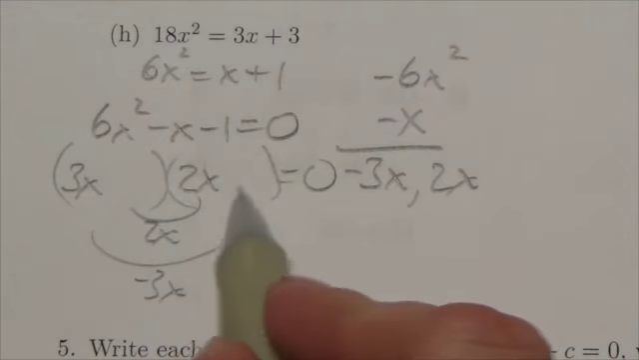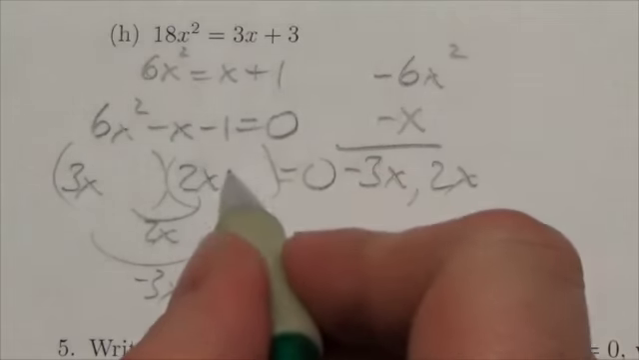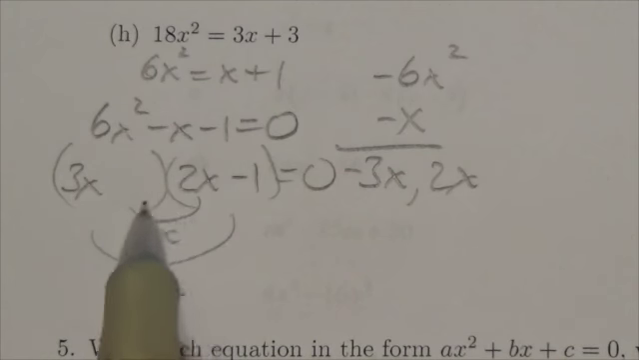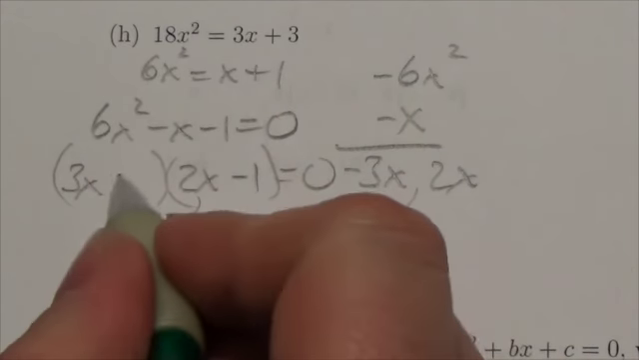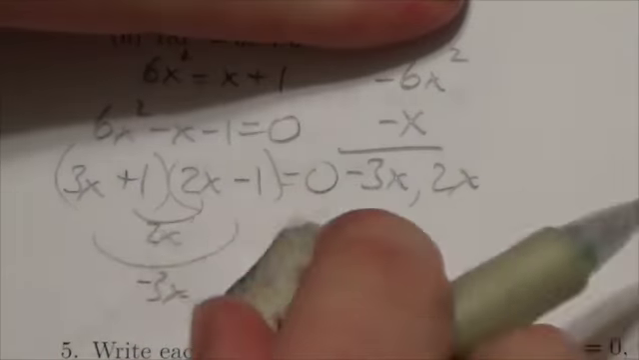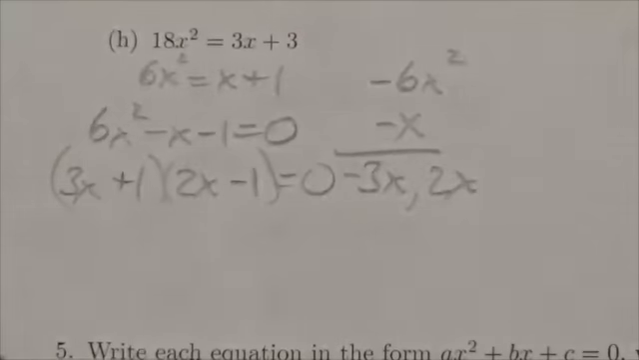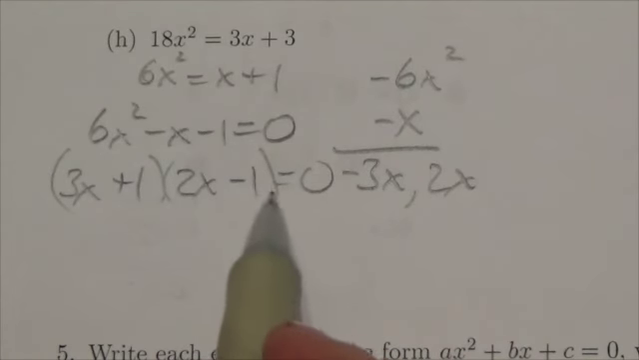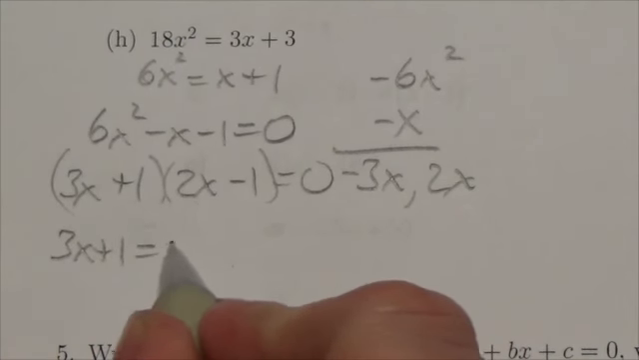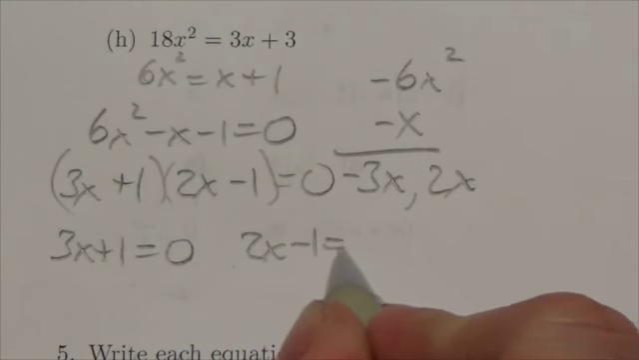3x multiplied by this outer term here has got to give me negative 3x, so it's got to be negative 1. And then 2x times this term here has got to be 2x, so this has got to be positive 1. And so now I've factored that. I'm going to get rid of the little things that I'm using to help me out with the factoring. And I've got two factors here whose product is 0, which means one of these two factors at any given time is going to be 0.